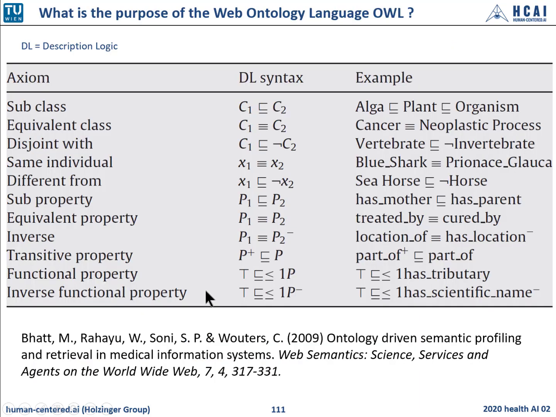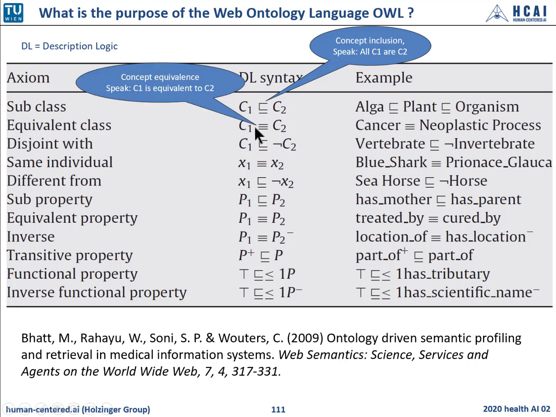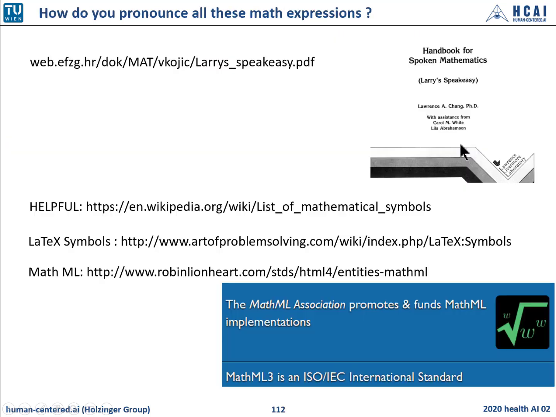So, what is the purpose of the Web Ontology Language, OWL? DL is short for description logic. And you see, for example, here, this is the concept inclusion, so speak: all C1 are C2. So subclass, for example, all algae are plants, all plants are organisms, you see. And this is the concept equivalence, so speak: C1 is equivalent to C2. So you see, cancer is equivalent to neoplastic processes.